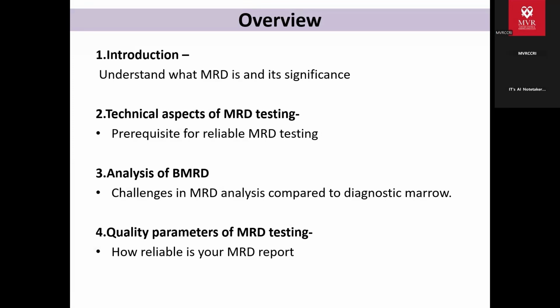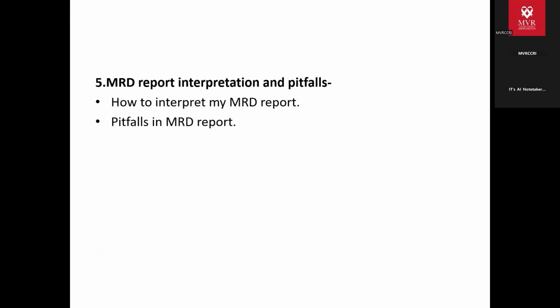Then the main part, which is more important for the clinical side: what are the quality parameters that you should look for in your MRD report to see how reliable your MRD reports are. Then coming on to MRD report interpretation. How do I interpret my MRD? If an MRD report is told as negative, is there any possibility that it could turn out to be positive? How should I interpret my MRD report, and what are the pitfalls that can come with that report?